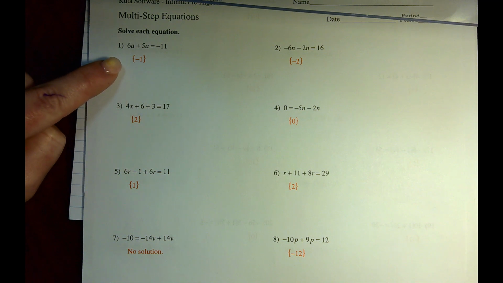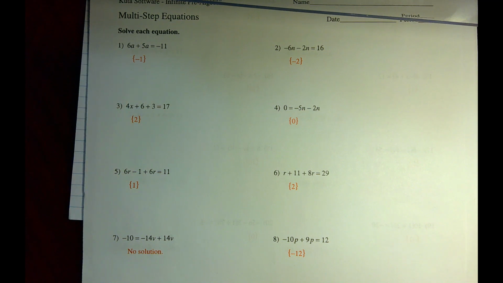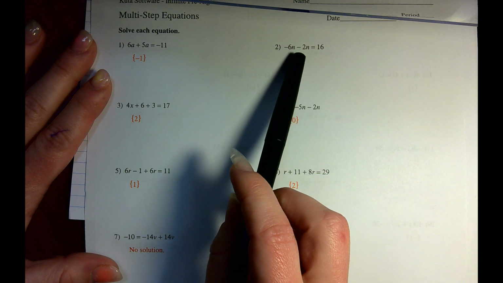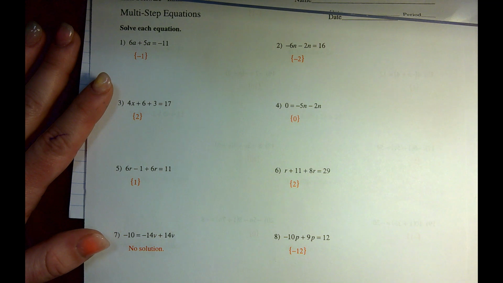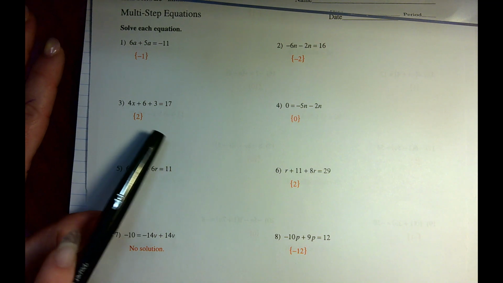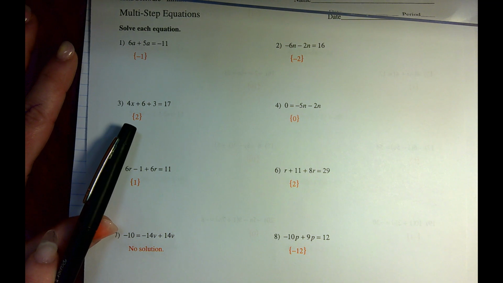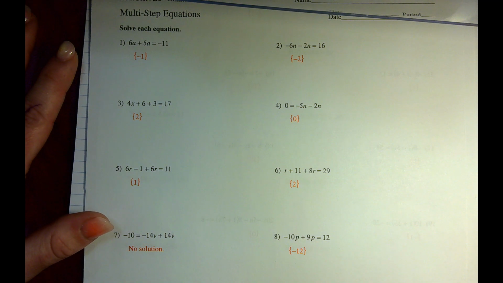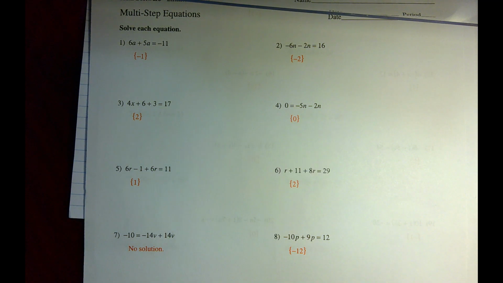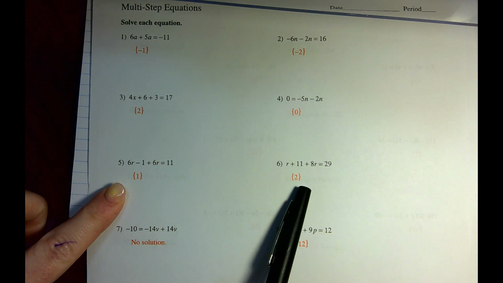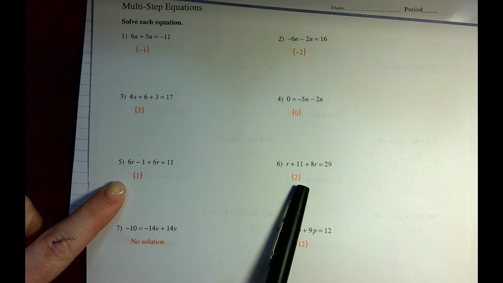For number 1, a equals negative 1. We did that one together. For number 2, n equals negative 2. For number 3, x equals 2. For number 4, n equals 0. For number 5, r equals 1. Number 6, r equals 2.